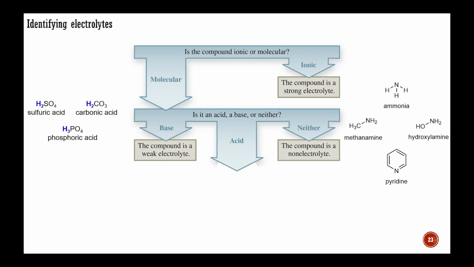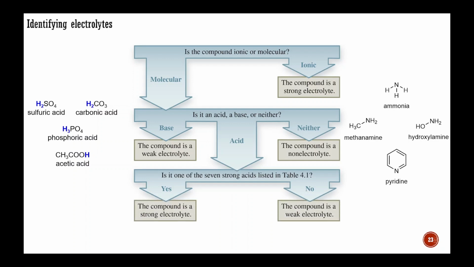Now, let's focus on acids, which are generally recognized by the way their formulas are written, with the ionizable hydrogens placed first, as in sulfuric acid, carbonic acid, and phosphoric acid. Carboxylic acids, such as acetic acid, often have their ionizable hydrogens written last to keep the functional group together. Thus, if a compound is an acid, it is an electrolyte. If it is a strong acid, it is a strong electrolyte. In contrast, weak acids are weak electrolytes.